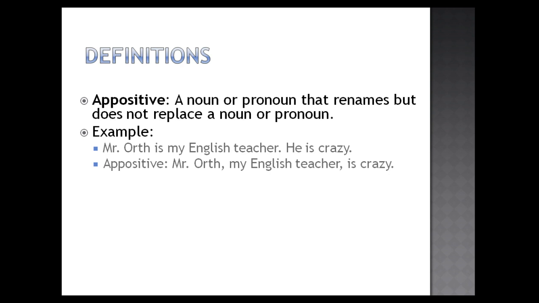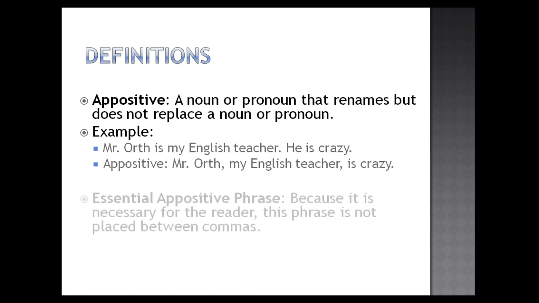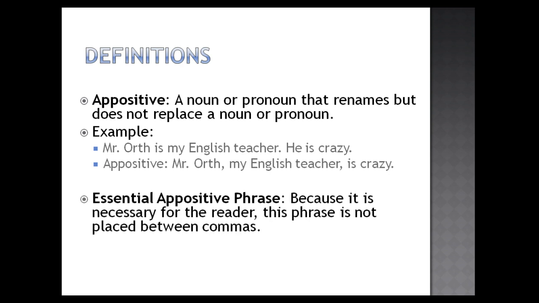That's where we get into the two types of appositive phrases. First is an essential appositive phrase. There's no commas here because the phrase is considered necessary for the reader. The assumption is that the vast majority of the audience won't understand unless you include the appositive phrase. Therefore, we don't skip it by putting commas around it and making it somewhat optional for the reader to partake.